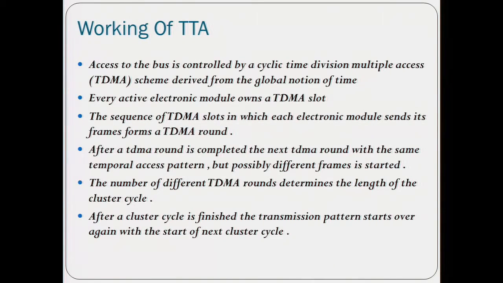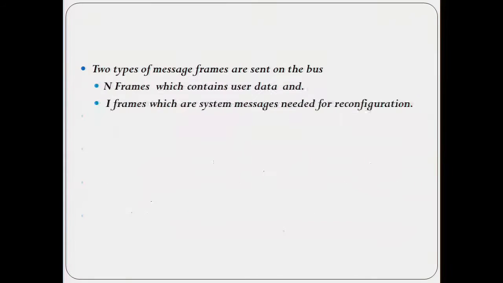So the number of different TDMA rounds determines the length of the cluster cycle. So if you have a number of nodes that talk to each other, and I want yet another hierarchical notion, I can talk about the cluster of nodes that talk to each other with the TTP scheme, but then there is yet another network at a higher level of the hierarchy, and you want to use TTP again, then you have to think about the entire round of the internal nodes as being one slot in the TTP at the higher level of the hierarchy.